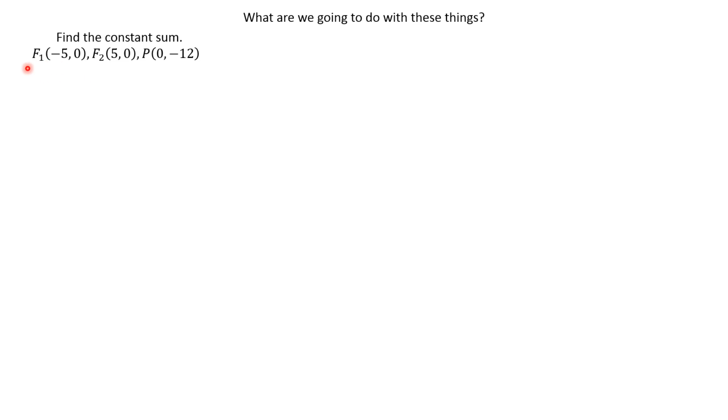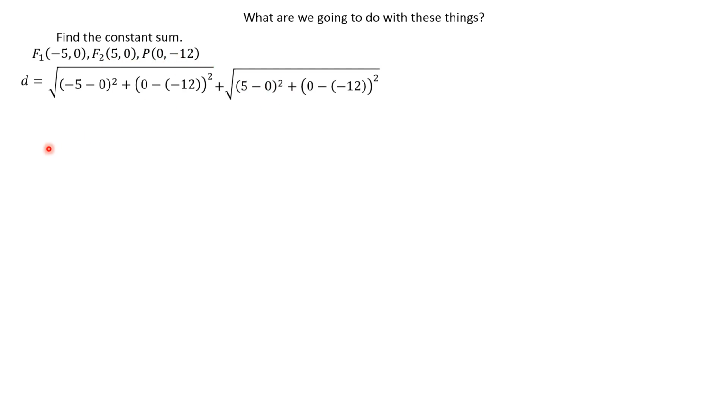The F1, F2, that's just focus 1, focus 2, because you can't call them both F because they're 2 different points, so we just name them differently. And then P is the point on the ellipse. So we're going to have the distance from F1 to P. Distance formula: a big square root with negative 5 minus 0 squared plus 0 minus negative 12 squared. That's the distance from F1 to P. Then we're going to add the distance from F2 to P: 5 minus 0 squared, 0 minus negative 12 squared, all under a big square root.